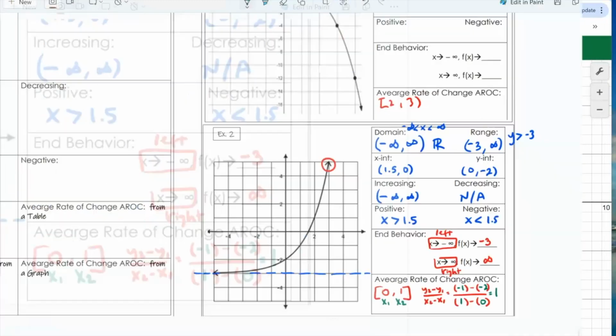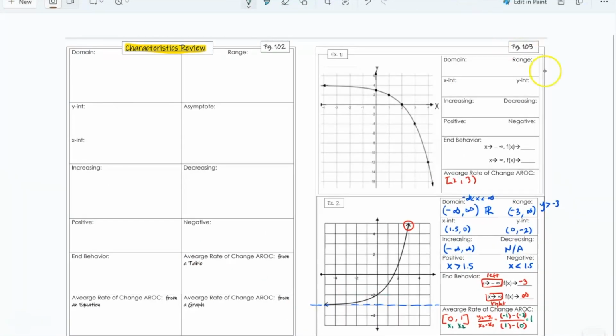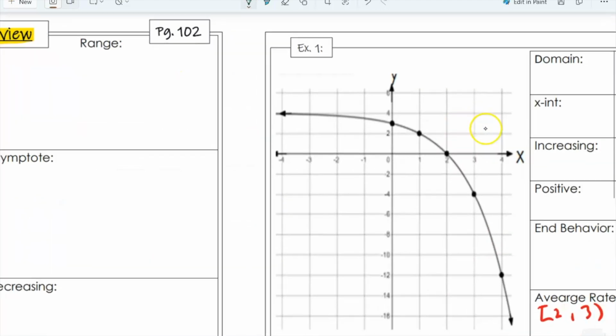So that's how you do average rate of change from a graph. It's not much different from a table because it's right in front of you. From an equation, you type it into Desmos, hit gear, make it a table, and then it's the same thing. So you should have all of this written down. Please go ahead and complete example 1. Let's practice.